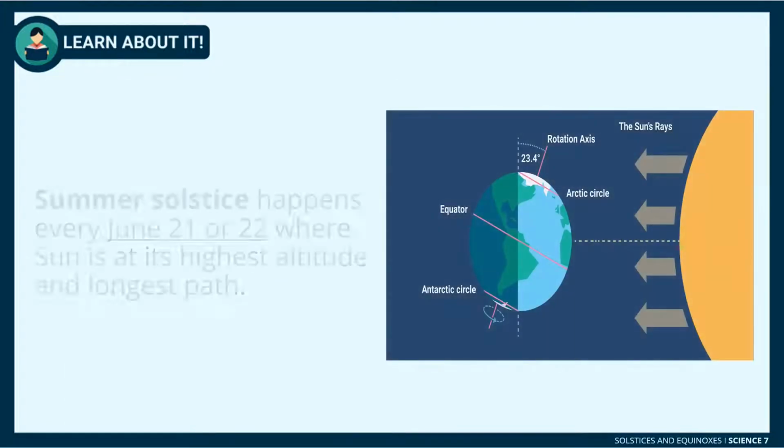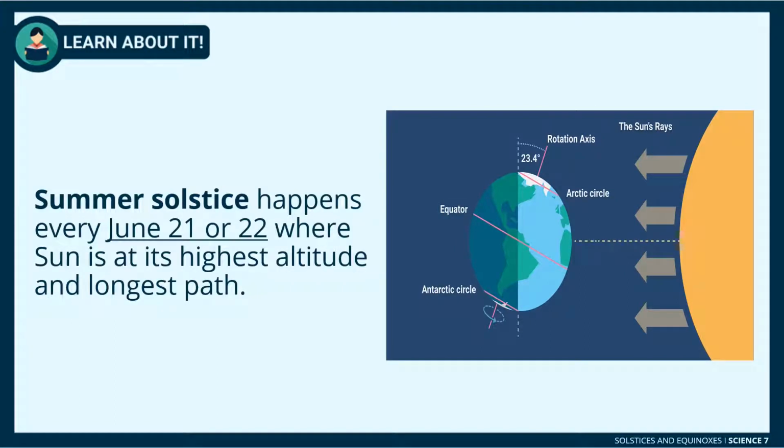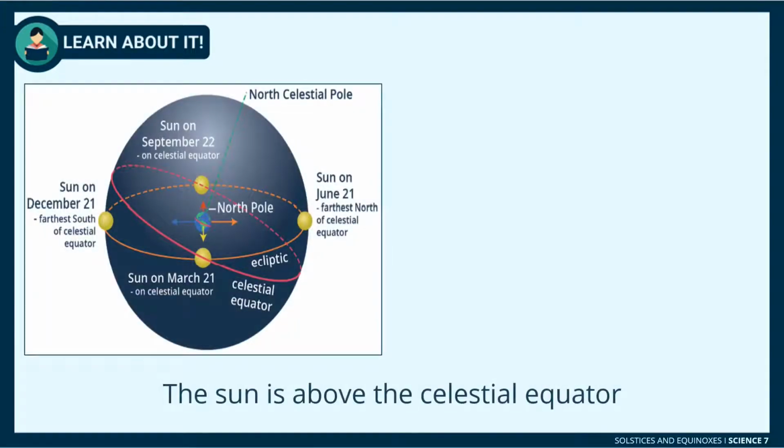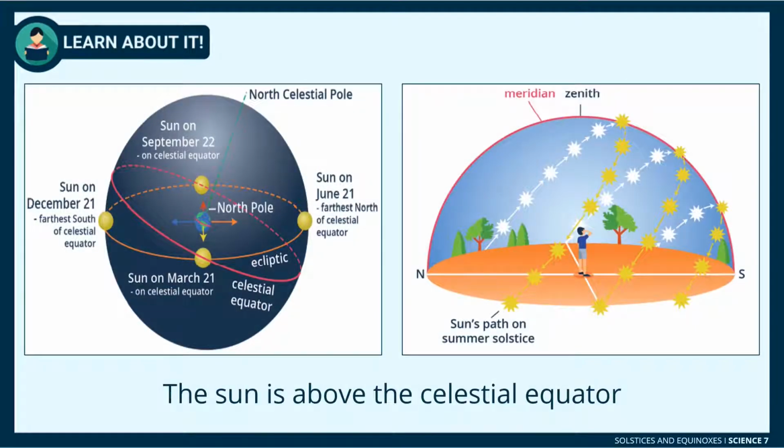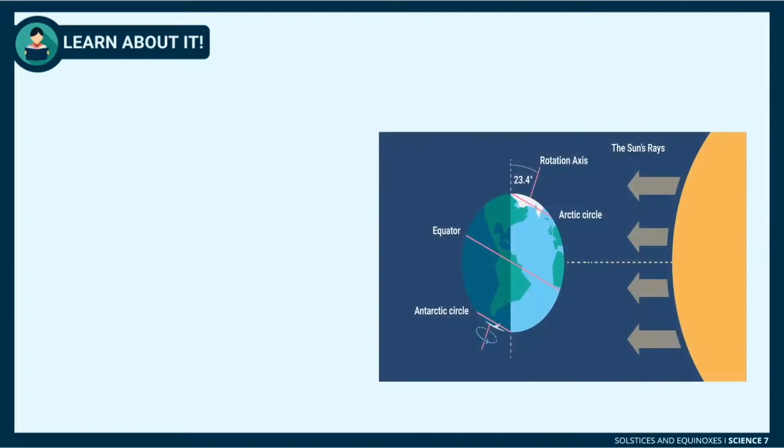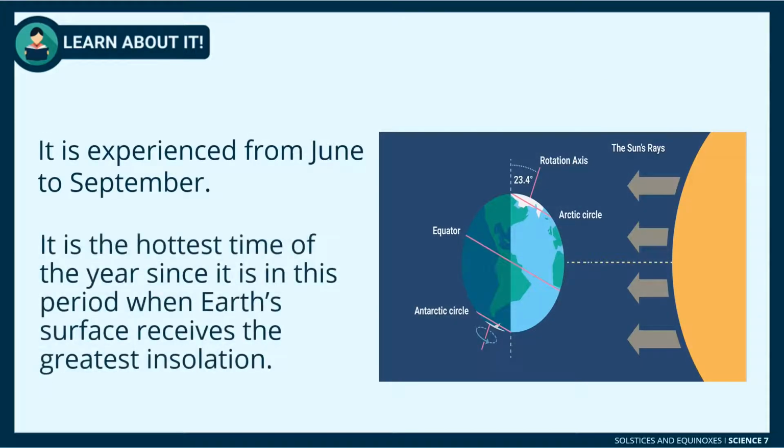Summer solstice is experienced every June 21 or 22 of the year. This marks the beginning of summer in countries far from the equator. During this event, the North Pole is tilted towards the Sun, causing the solar energy to strike the Tropic of Cancer at 23.5 degrees north and travel with the longest path on Earth. With regards to the Sun's position in the sky, it is located well north of the celestial equator. Summer happens in countries far from the equator for at least 4 months, from June to September.